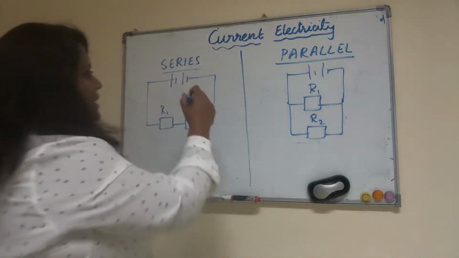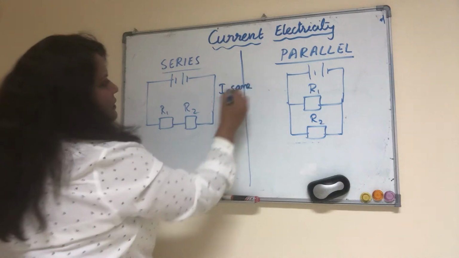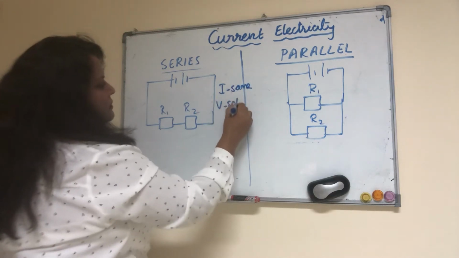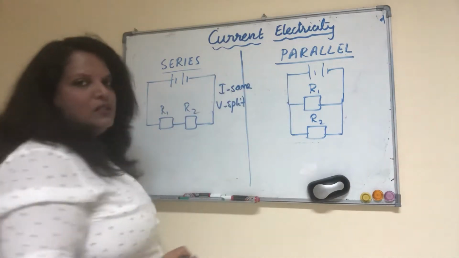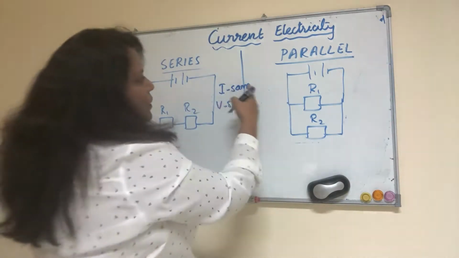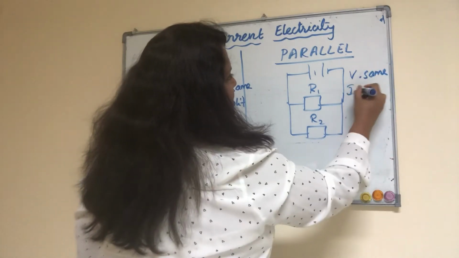Okay. So once you get that, I will be the same, V will be split. If you remember this for series, just the opposite will happen in parallel. So what will be the same here? V will be the same, I will be split.